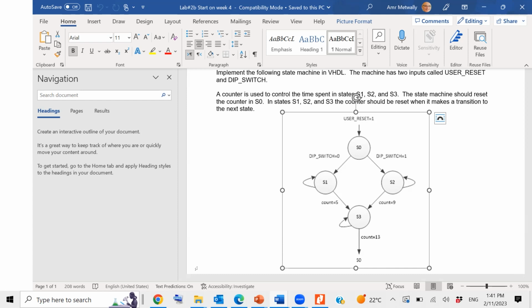Is this a Moore or Mealy machine? This is a Moore because the output doesn't depend on the input. Does it have any output? No. So it must be a Moore then. Yes, it is a Moore because there is no output at all.